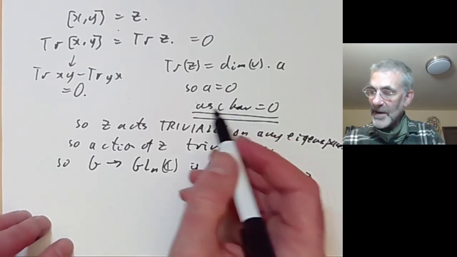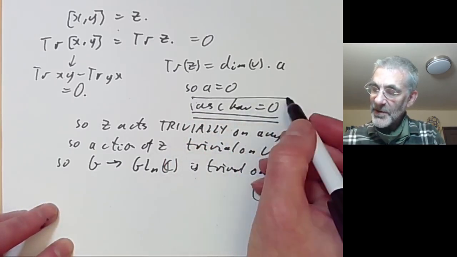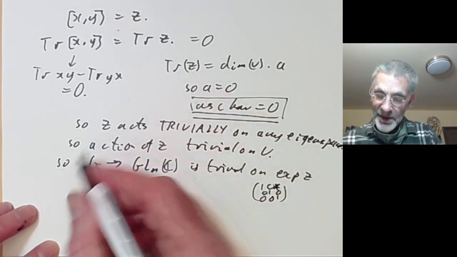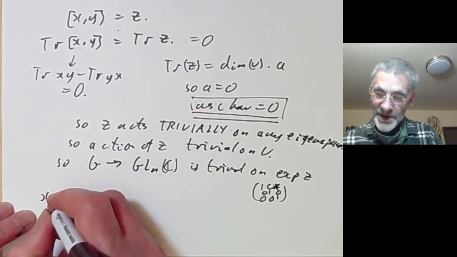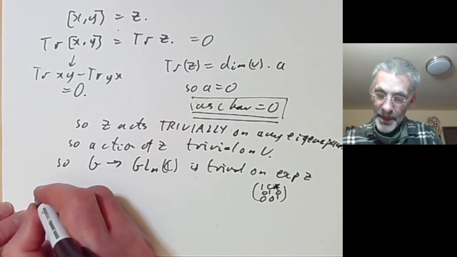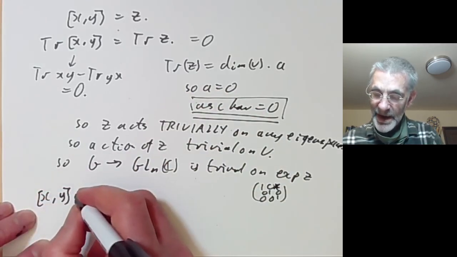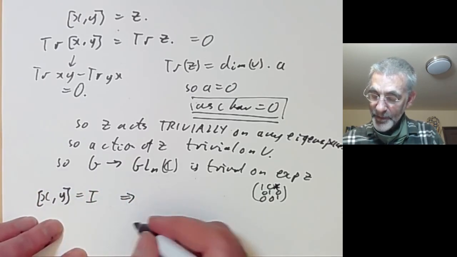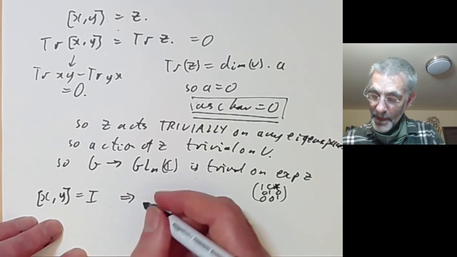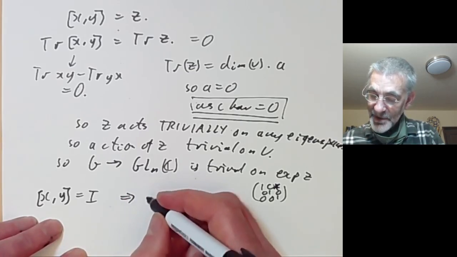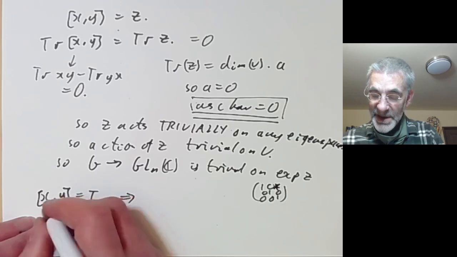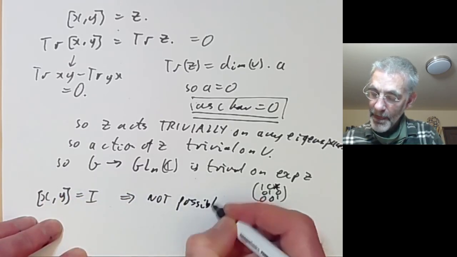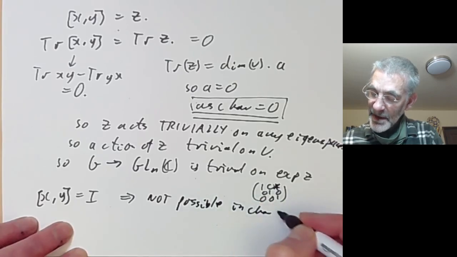I'll just finish by mentioning the fact that here I sort of emphasized we were in characteristic zero. So in characteristic zero, if you've got matrices X, Y such that XY minus YX is equal to the identity matrix, this implies that the matrices must be zero dimensional. So this is really not possible in characteristic equal to zero.